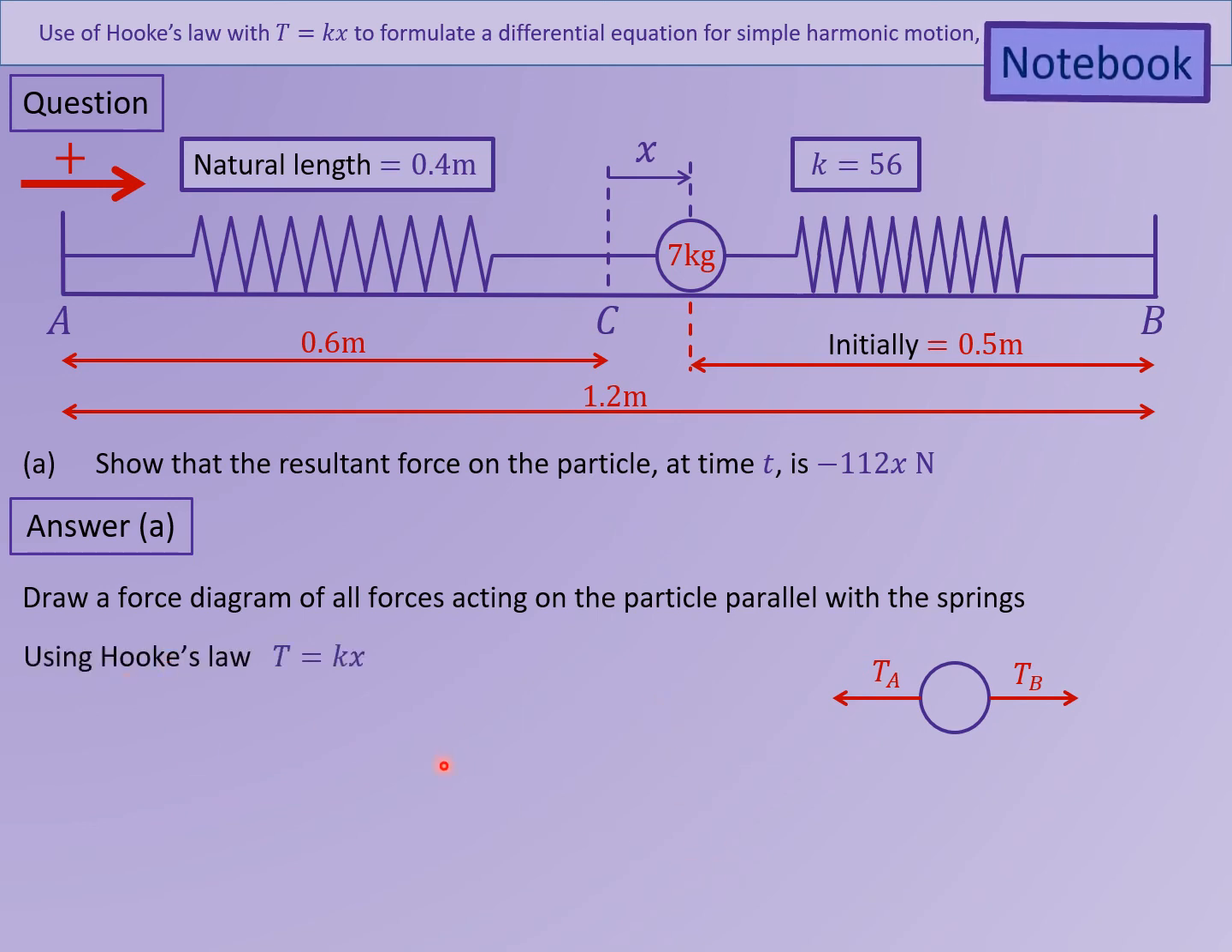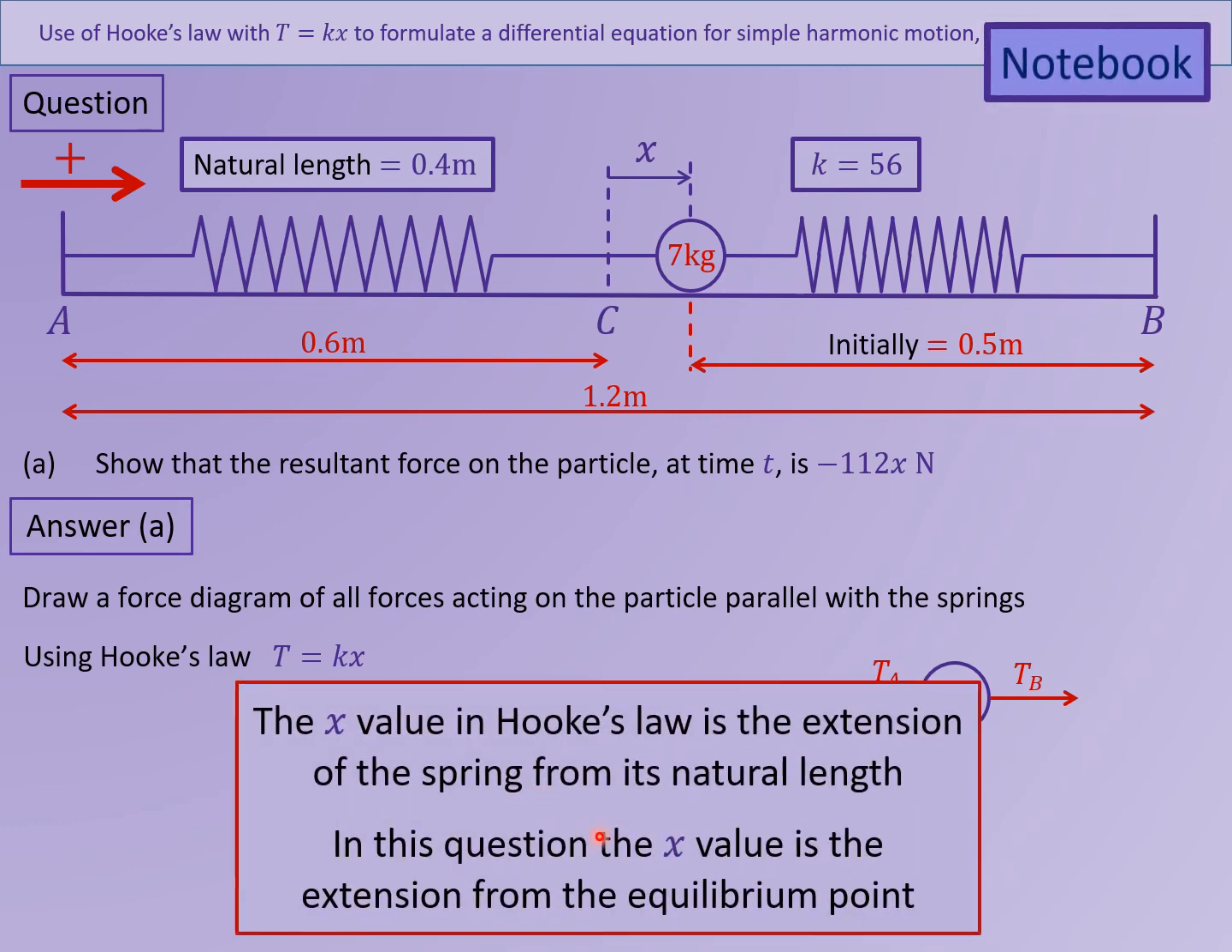So we're going to use Hooke's law, T equals kx. All right, and just to re-emphasize that point then, the x value in Hooke's law is the extension that's beyond its natural length. Okay, that's different to the formula we looked at a minute ago, remember? So Hooke's law is the extension that's beyond its natural length. And in this case, as we said, both of the springs are being stretched beyond their natural length.